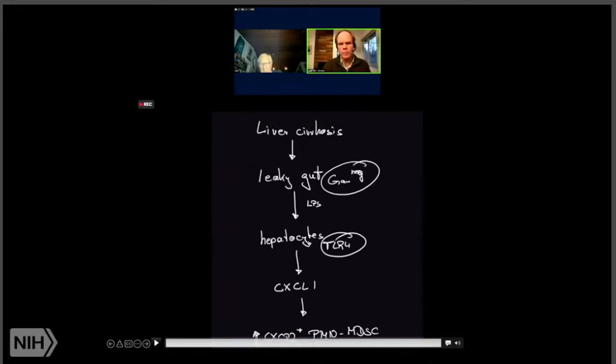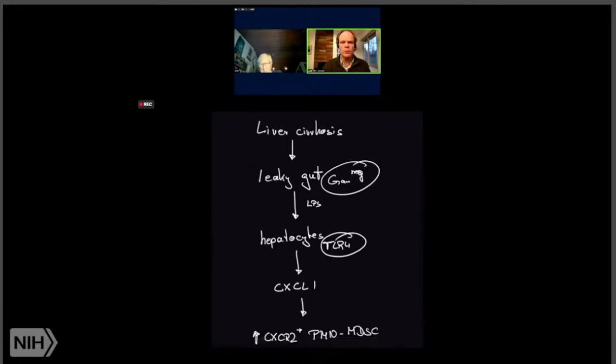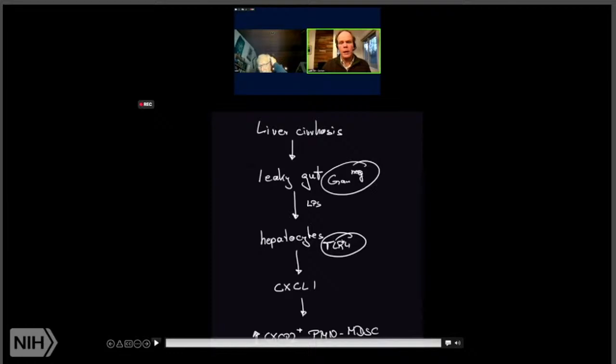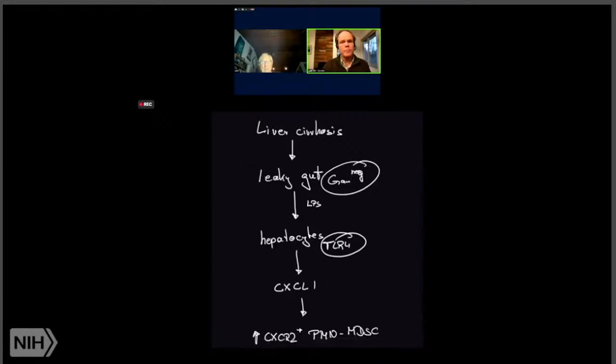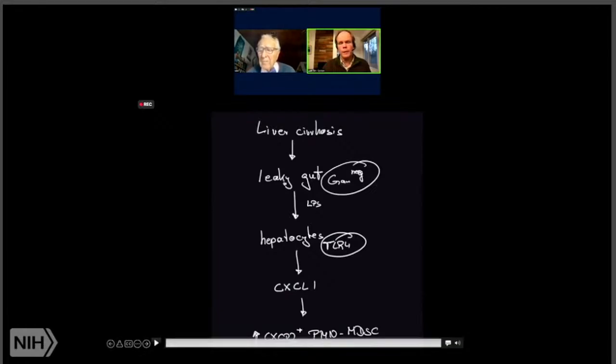And this mechanism appears to be dependent on gram-negative bacteria. Remember the data that I've shown you with vancomycin versus neomycin. It depends on the TLR4, and that's why it's highly likely that this is LPS dependent. Now, I haven't shown you really anything about tumors at this point. So this is all only liver cirrhosis, leaky gut, and polymorphonuclear MDSCs.